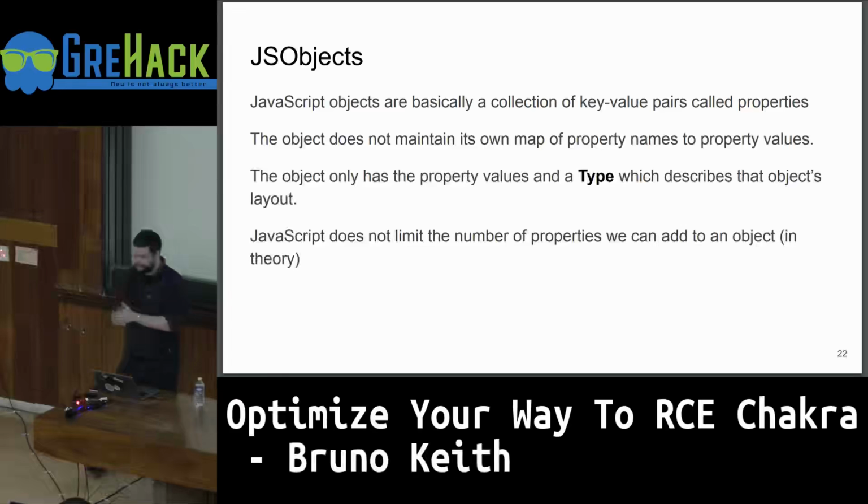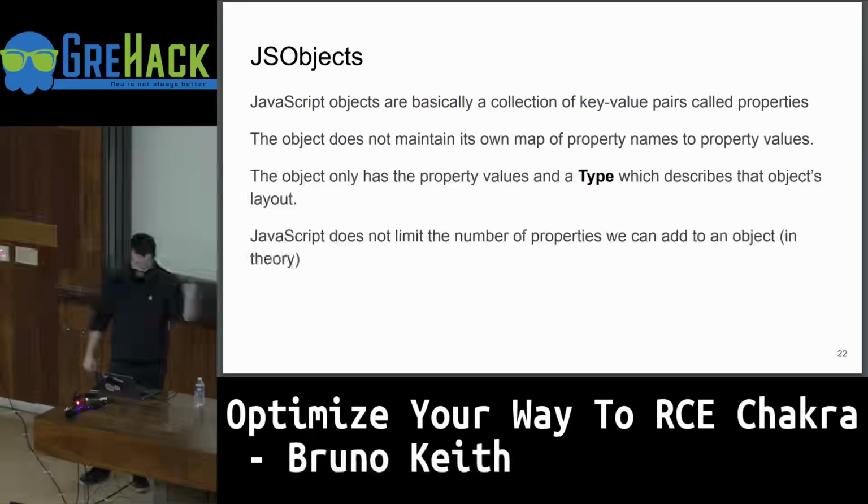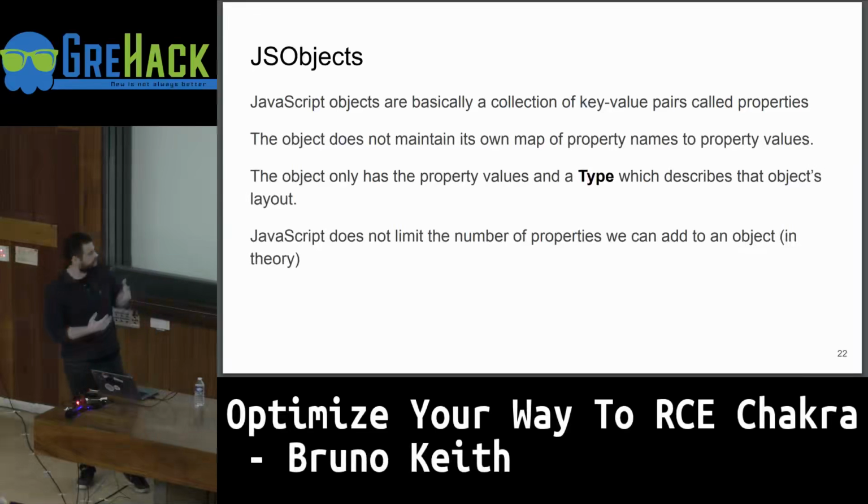The main object that we have in JavaScript is called JS objects. If you take an object in JavaScript, it's basically a simple dictionary of key value pairs that we call properties. And the interesting thing to note is that in all the engines this applies to, each object does not maintain its own hash map of property names to property values. They only have one buffer of property values, and they have an outside structure that describes the object's layout, saying property A is at index 0 in that buffer, etc. And JavaScript does not limit the number of properties you can add to an object, at least in theory.